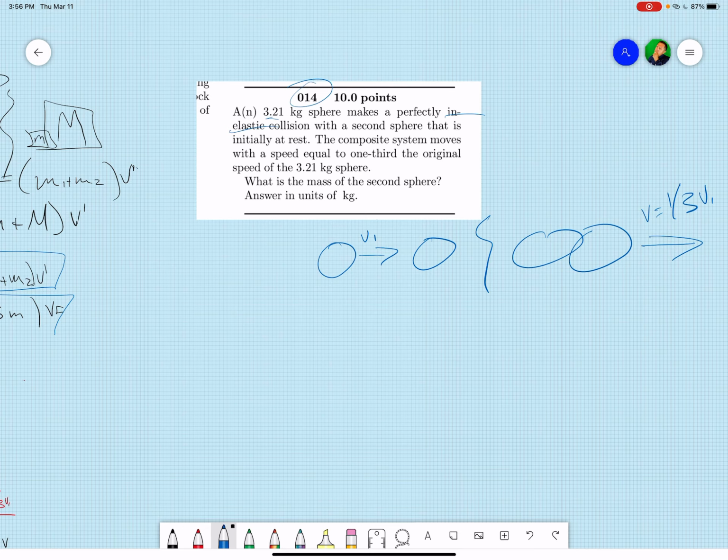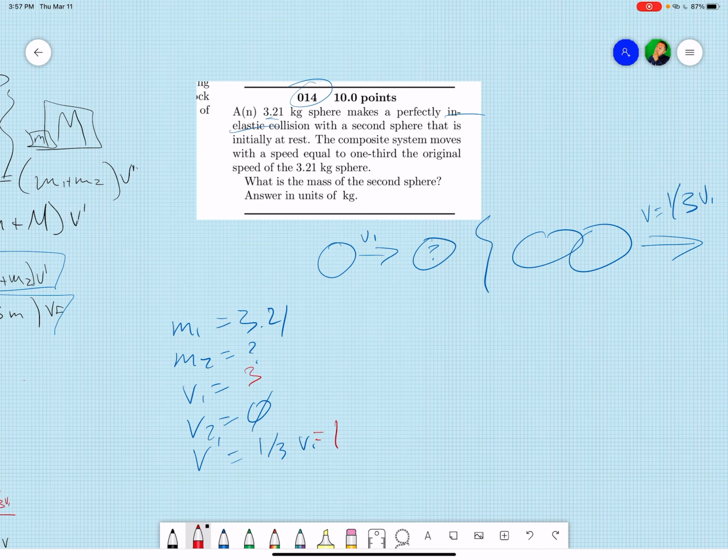Okay, and it gives you a mass, and it wants to know what that mass is there. So I have M1, it's going to be 3.21. M2 is my unknown. V1, I have to figure out. V2 is going to be 0 because it's sitting still. And V primed is 1/3 of V1. So we don't care what V1 and V primed are as long as V primed is 1/3 of V1. So let's make V1 3 and make V primed 1.